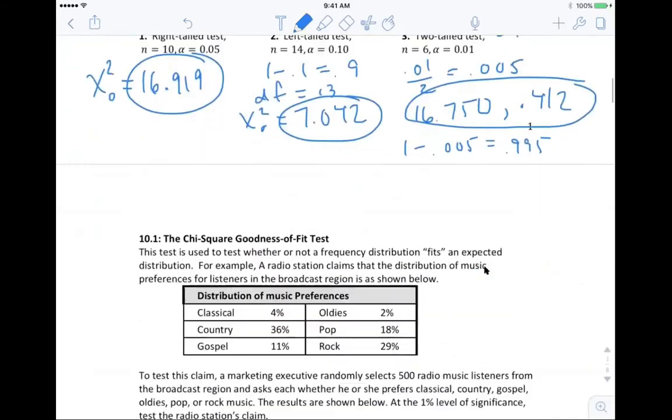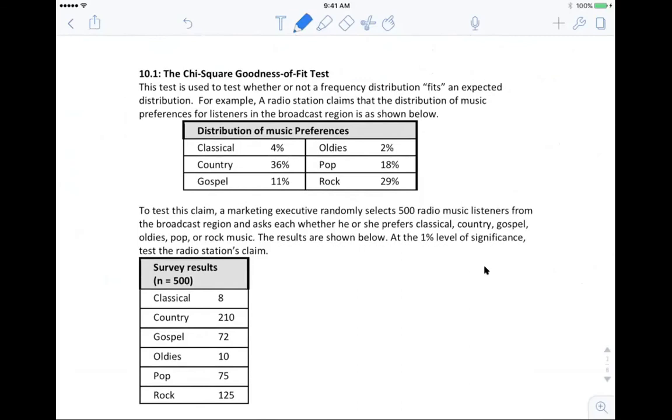Okay, moving on. We're going to go to our next page, and we're going to try this goodness of fit hypothesis test. Basically, what's happening here is you have a claim about some sort of distribution. So here's a good example. Here's a claim about a distribution of music preferences. Okay, that's what the radio station is claiming people like. All right, and then we're going to test that claim by doing a sample. Over down here is the sample that's been drawn. So they randomly selected 500 listeners, asked them what kind of music, and there's the distribution.